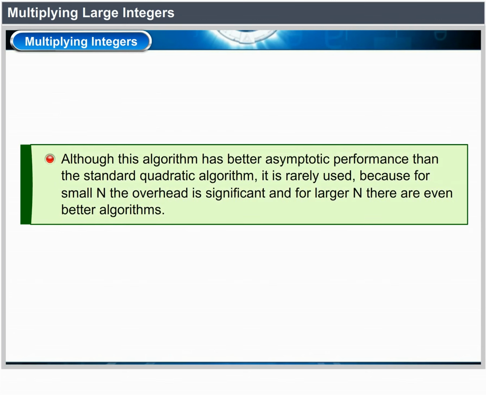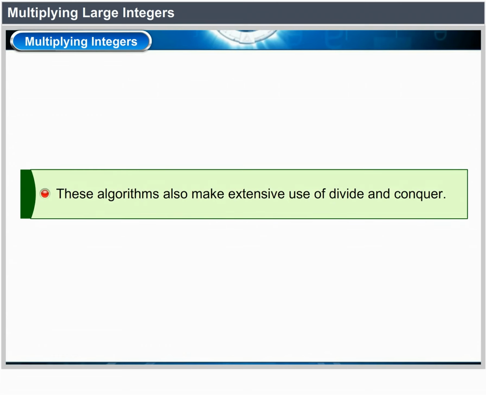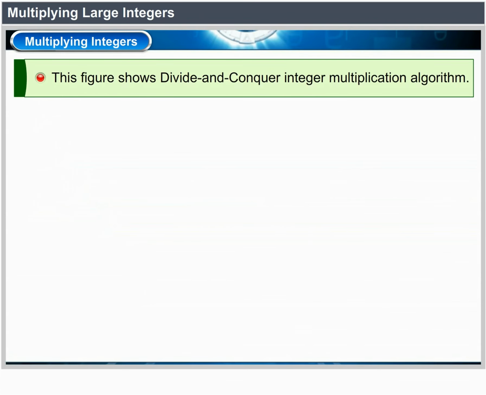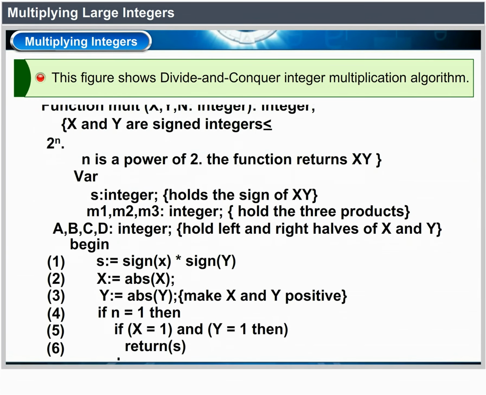Although this algorithm has better asymptotic performance than the standard quadratic algorithm, it is rarely used because for small n, the overhead is significant, and for larger n, there are even better algorithms. These algorithms also make extensive use of divide and conquer. This figure shows the divide and conquer integer multiplication algorithm.